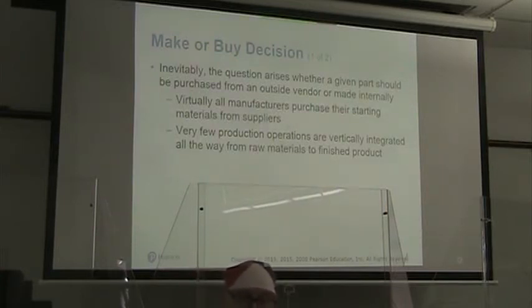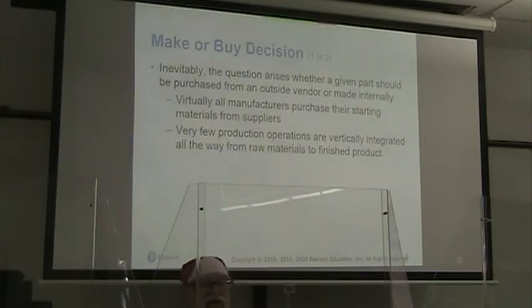Not too many use the old Henry Ford idea that iron ore is dug up by Ford equipment at Ford mines, loaded onto Ford ships, shipped to Detroit to be smelted and turned into iron at a Ford steel works, and then turned into a Ford car by Ford machines. So very few product operations are vertically integrated like that from raw materials to the finished product anymore.